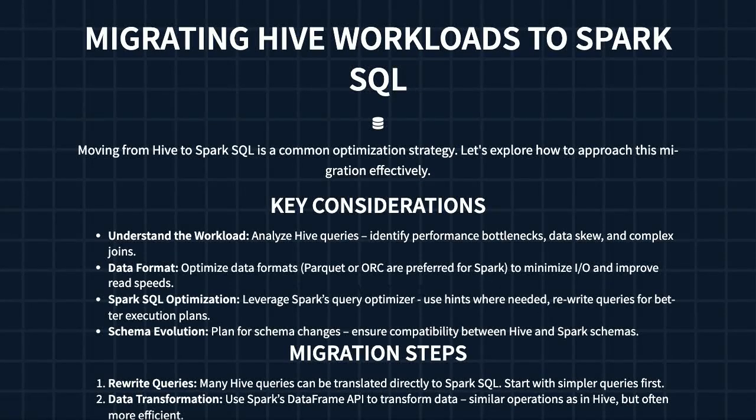Okay, let's talk about migrating those Hive workloads over to Spark SQL. It's a really smart move for many organizations looking to boost performance and scalability. First, you need to really understand what your Hive queries are doing, where the bottlenecks are, if there's any data skew causing problems, and just generally how complex they are. Then consider things like data formats. Parquet and ORC are often excellent choices for Spark because they're compact and fast to read. Spark has a fantastic query optimizer that can help you rewrite queries for better results too. Finally, plan for schema changes. Make sure everything lines up smoothly between Hive and Spark.